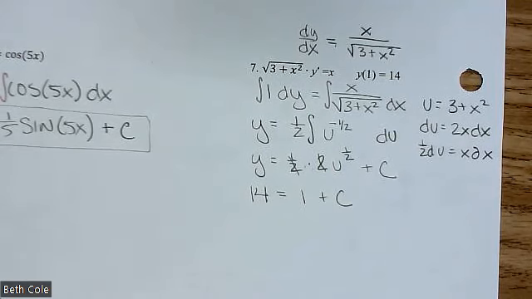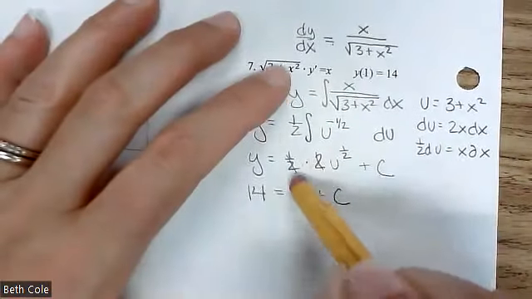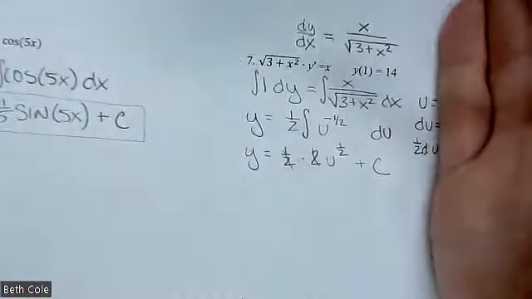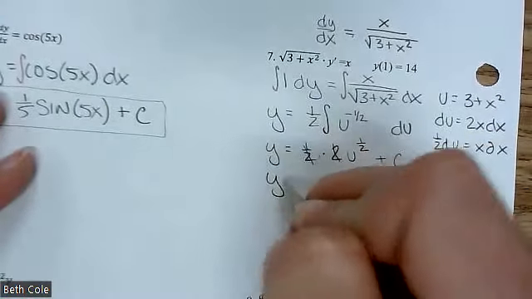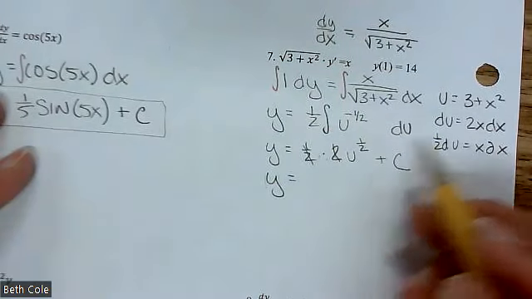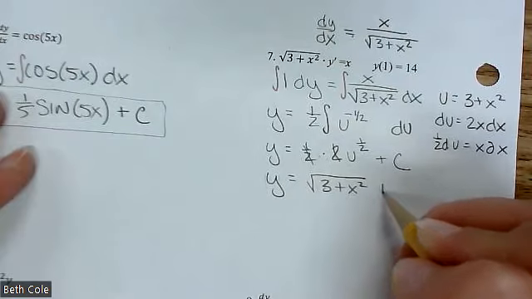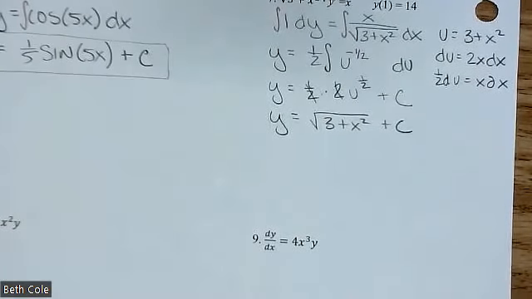I feel like I made a mistake somewhere. Yeah, I forgot to plug u back in. I'm sorry. Did your instinct ever kick in and you're like, hey, hold on, something does not feel right? I apologize. I was like, wait, this is not right. What was u? 3 plus x squared, I'm sorry. So it's 2 times the square root of 3 plus x squared, plus c. I was like, something does not feel right here.